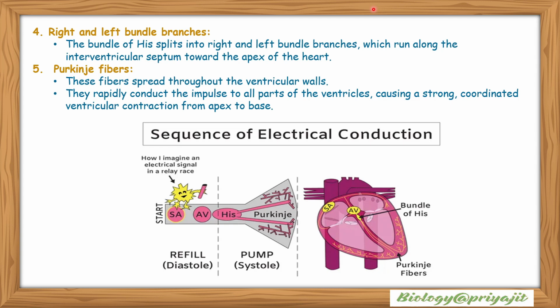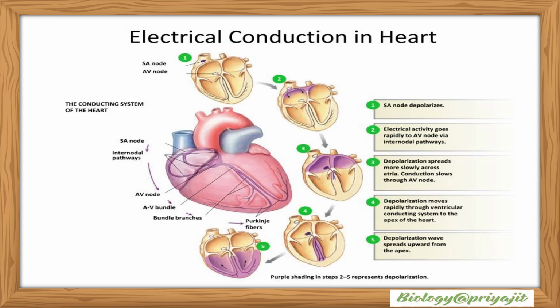On the left, the cartoon shows the signal being passed like a baton in a race from SA node to AV node to the bundle of His and ultimately to Purkinje fibers. Diastole is the refill phase when the heart chambers relax and fill with blood, and systole is the pumping phase when the ventricles contract to pump blood out. This is the electrical conduction in the heart.